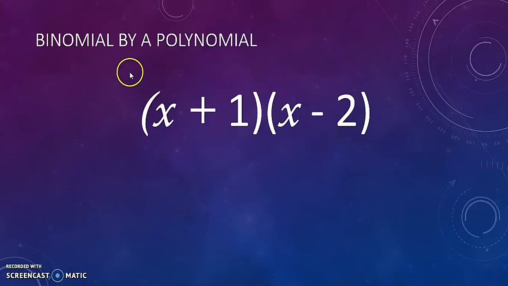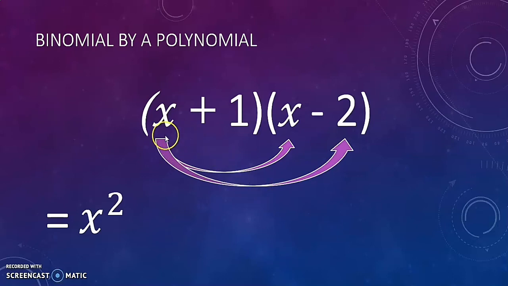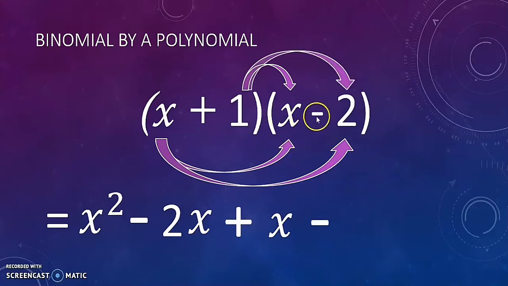Okay, what we have here is binomial by another binomial. So, since we have 2 terms in the first quantity, we will distribute first the first term to each term in the second quantity, and then next we will distribute this last term to each term in the next quantity. Let's proceed. So x times x equals x squared, and then x times negative 2 equals negative 2x. Next, 1 times x equals positive x, and then 1 times negative 2 equals negative 2.